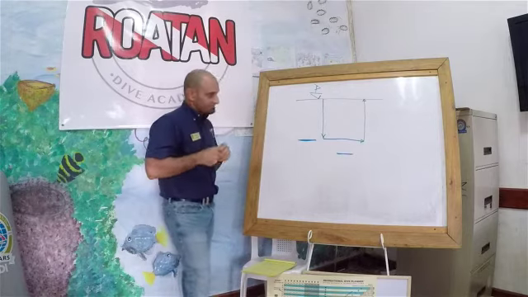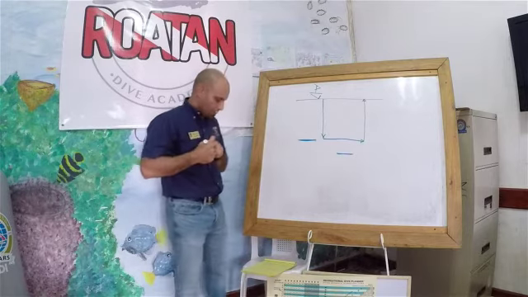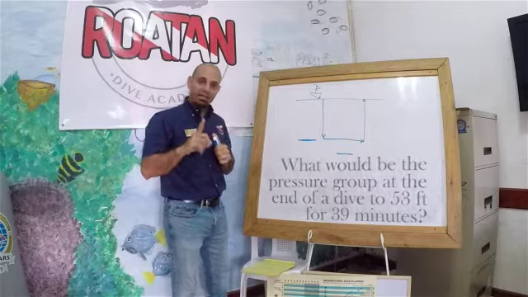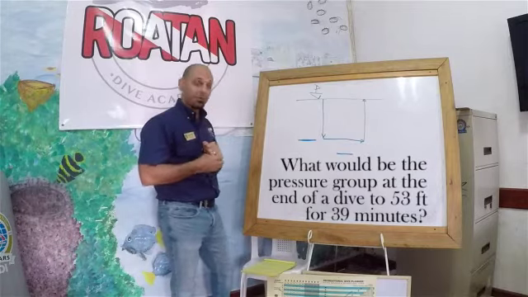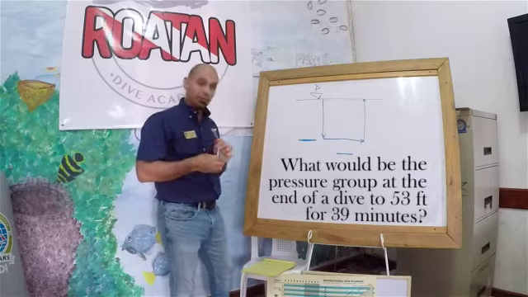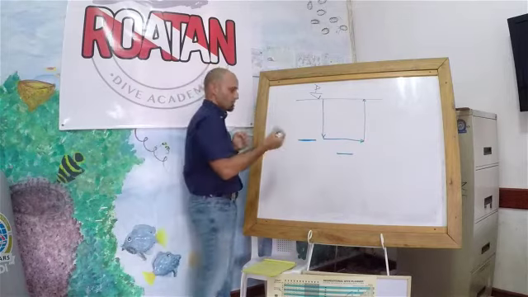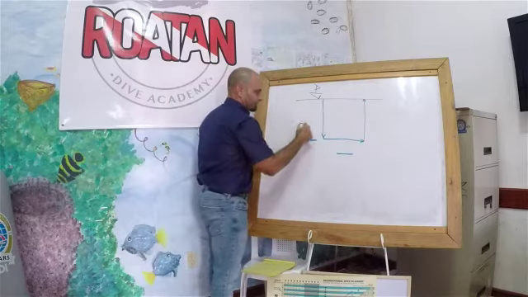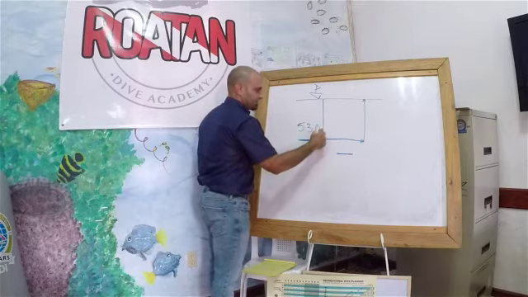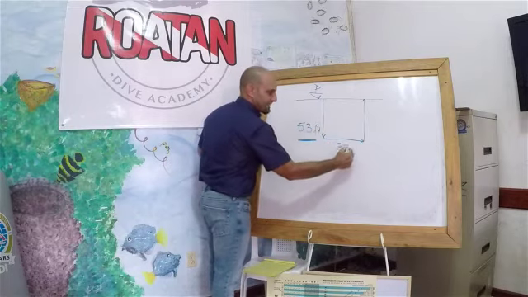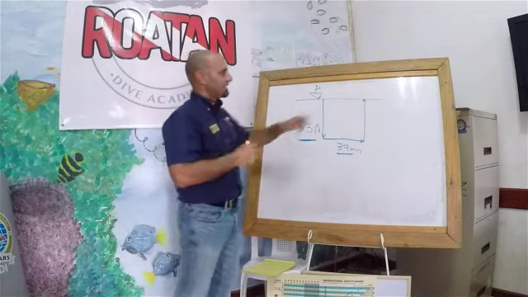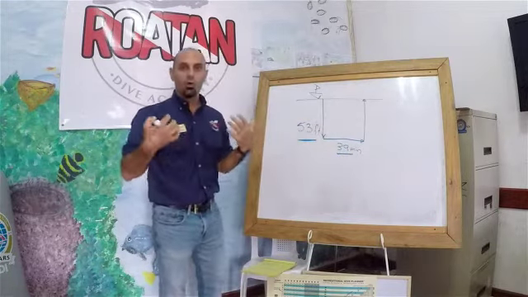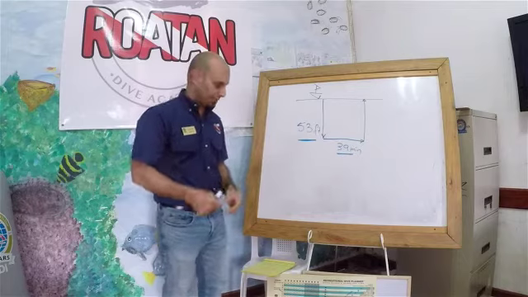Okay, so let's do one exercise. In this case, what I want to know is, what is my pressure group at the end of a dive to 53 feet for 39 minutes? So I'm going to write down the information here. I have 53 feet and 39 minutes. What I want to know is what will be the pressure group, the load of nitrogen, at the end of this dive.